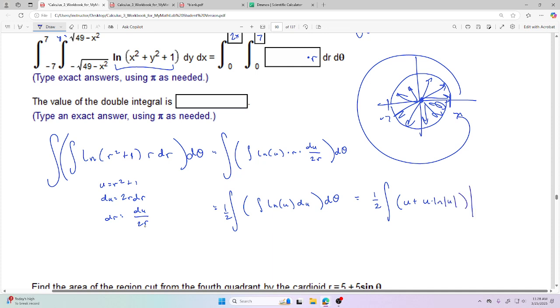So then I'm going to say u minus u times ln of u, going from r equals 0 to r equals 7. Whew, man. So much complicated stuff. Of course, the u, I'm going to go back and plug it all in. So then I got r squared plus 1 plus r squared plus 1 times ln of r squared plus 1 from 0 to 7. All right, that's easy now.